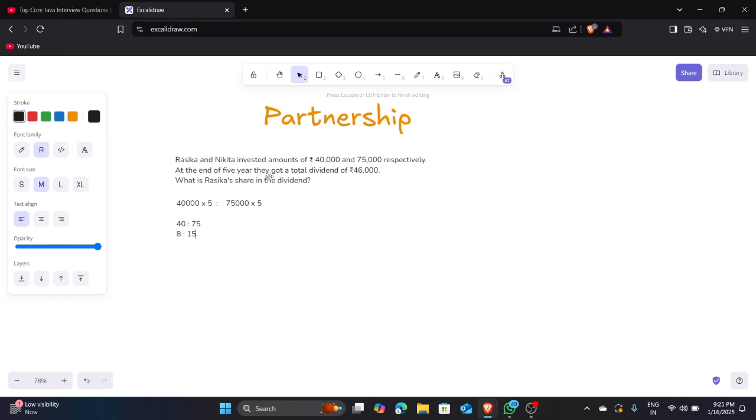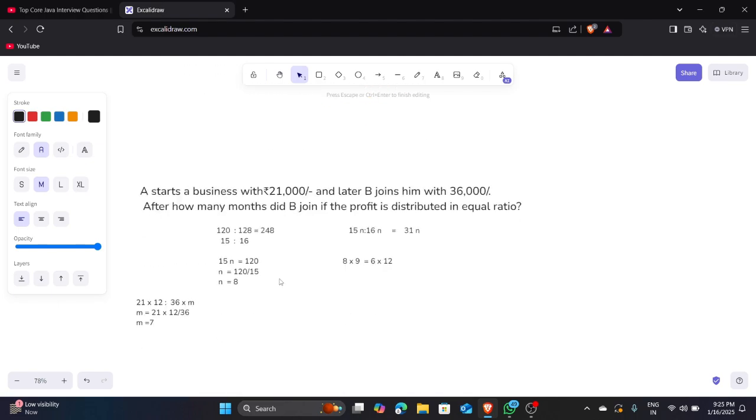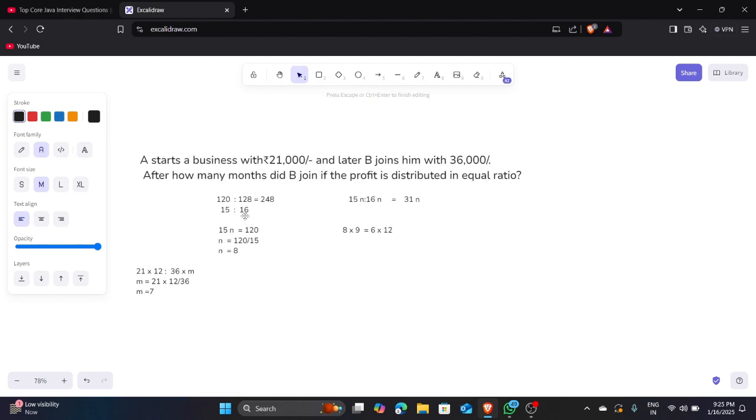Now what they are saying is, at the end of the 5 years, we got a total dividend of 46,000. We have their money and the time, and after getting their ratios, we clarified that if they get the money, this would be their ratio. I already mentioned in the previous video that if you add their ratio parts, you get some value, and you divide the total by that, then you get the value of n. It means n is the number by which you divide these two numbers to get the ratio.